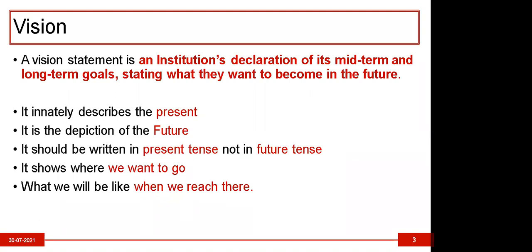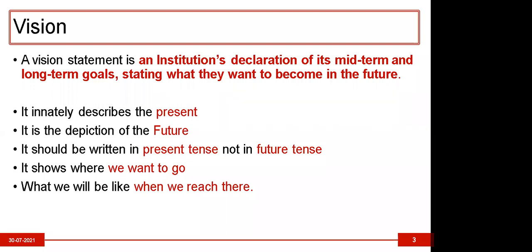It is a statement where the institution, through its management, declares what exactly the institution wants to deliver. This declaration primarily focuses on the midterm and long-term goals. When the institution fixes its midterm and long-term goals, those goals feed into defining the vision statement. So we can say: a vision statement is an institution's declaration of its midterm and long-term goals, stating what it wants to become in future.